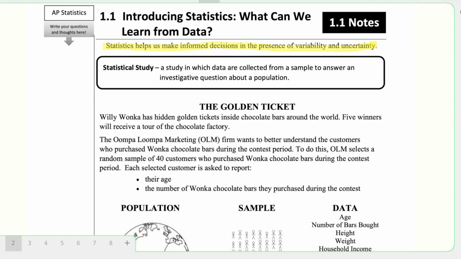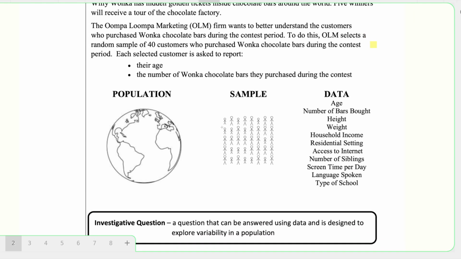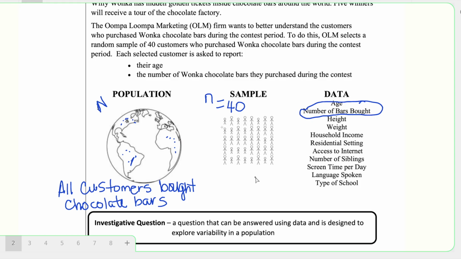All right, golden ticket. So you've read that, and basically you are given here the population, a sample, and data. The population is the whole population of people who have purchased chocolate bars. So we have a sample of 40 customers who purchased the Wonka chocolate, okay? So 40. Now, how would you explain that in context?